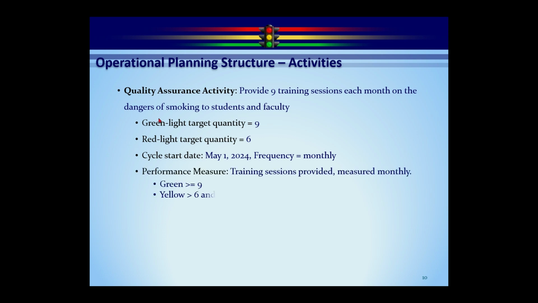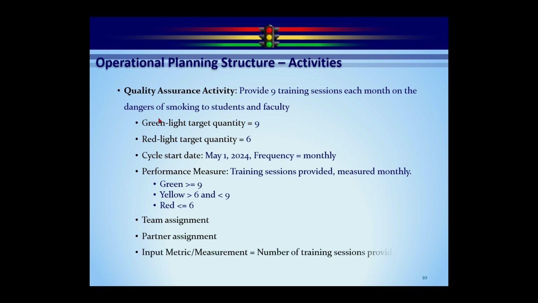We're going to have a performance measure. And by the way, the performance measure in the project-based activity is created by you. The performance measure in the next 2 types of activities we're going to talk about is created by the system based on the additional information we have. So in this case, we're saying our performance measure is training sessions provided, measured monthly, in our green, yellow, and red. And then again, we're going to do team and partner assignments. And as you can imagine, our measurement is real simple. How many training sessions did we provide? So that's the QA activity.